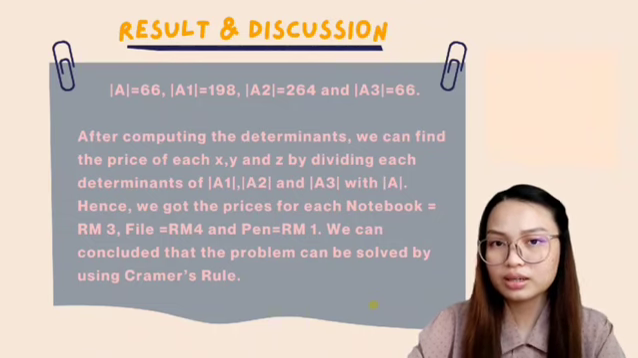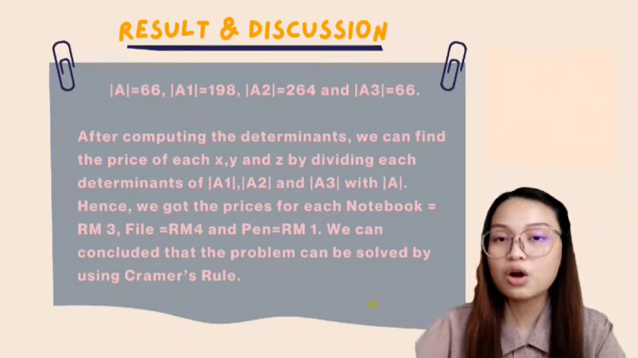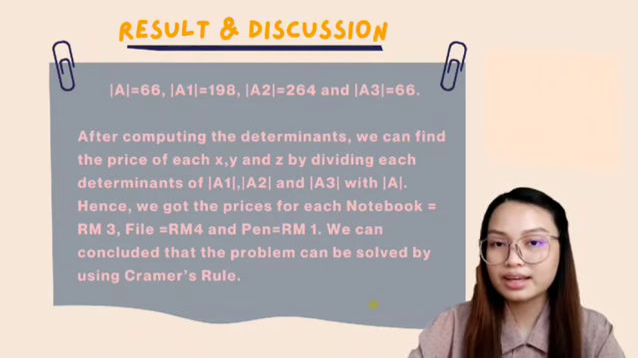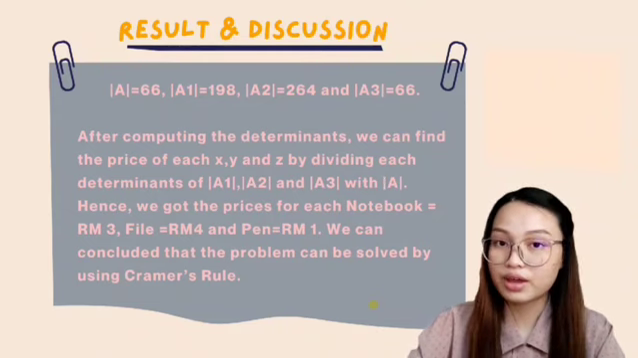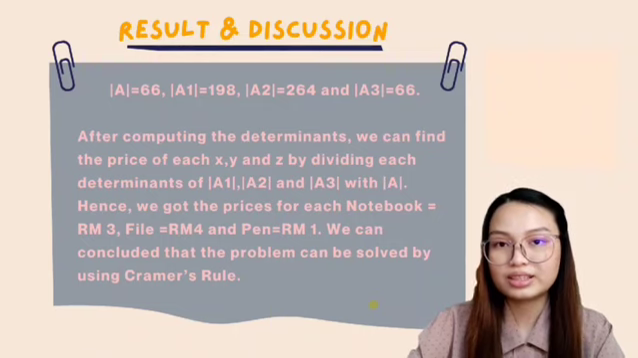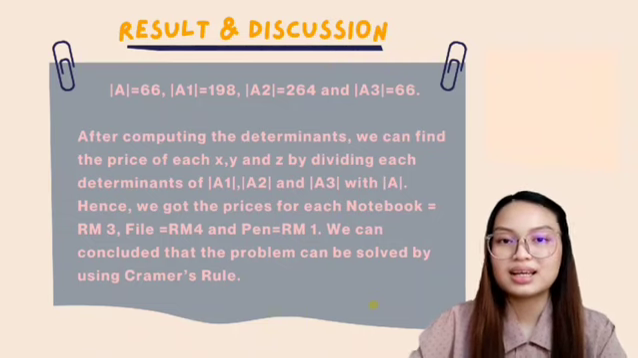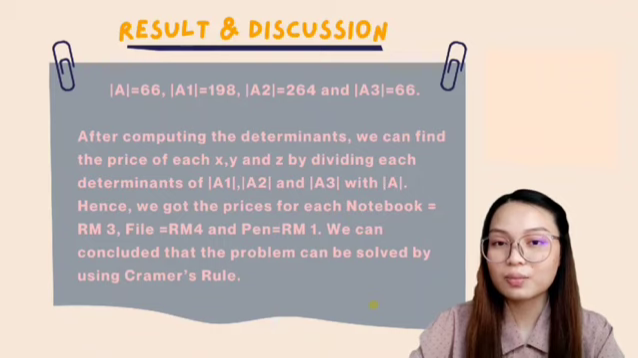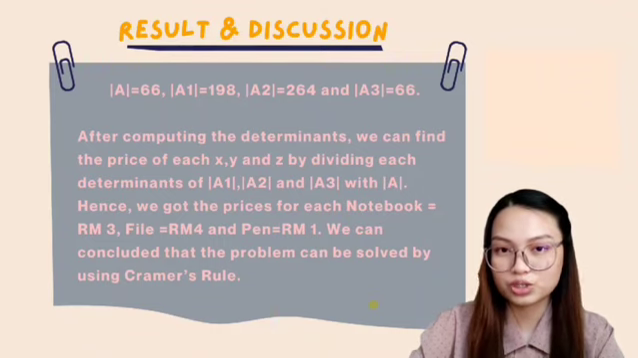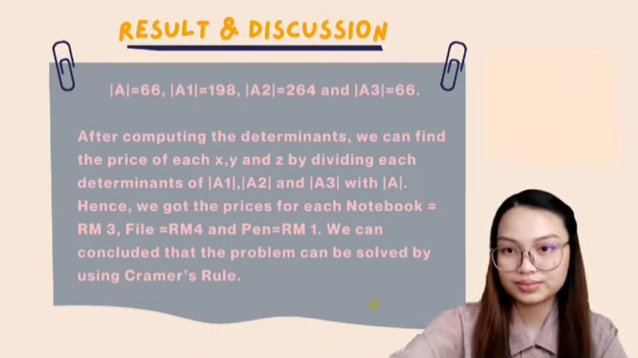After computing the determinants, we can find the price of each x, y, and z by dividing each of the determinants of A1, A2, and A3 by determinant A. Hence, we got the prices: each notebook is RM3, file RM4, and pen RM1. So we can conclude that the problem can be solved by using Cramer's rule.